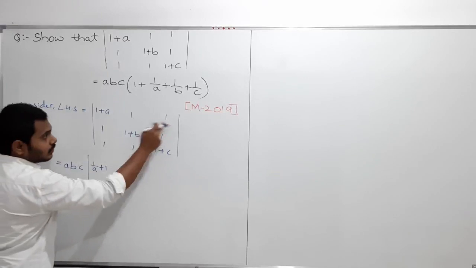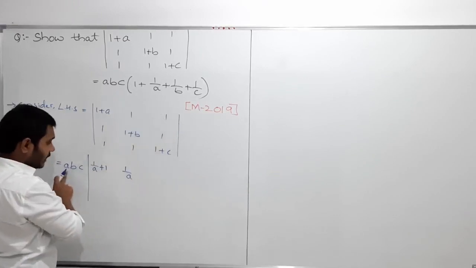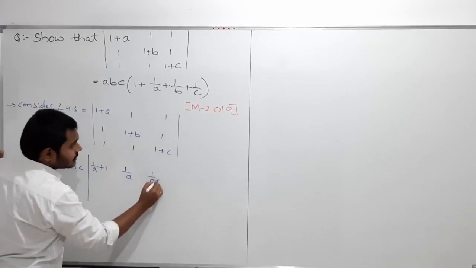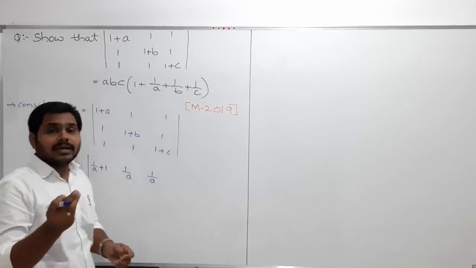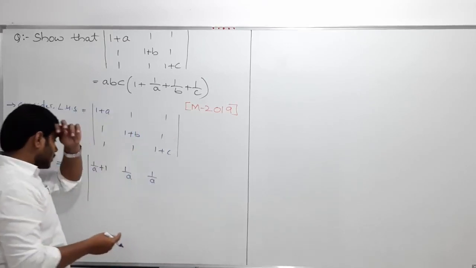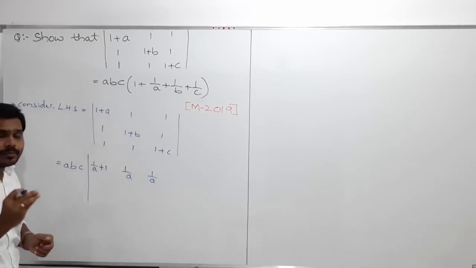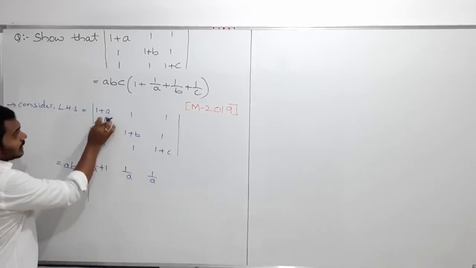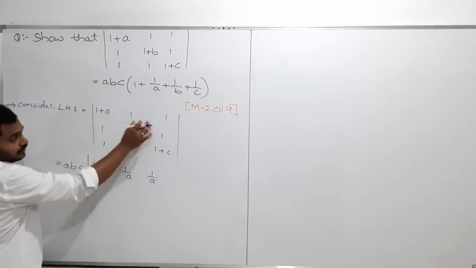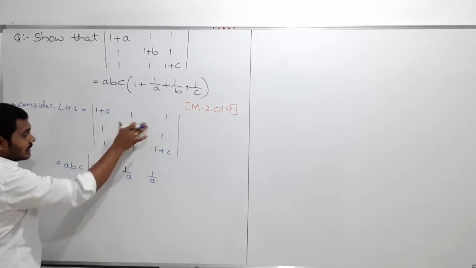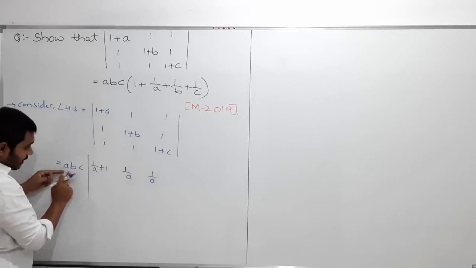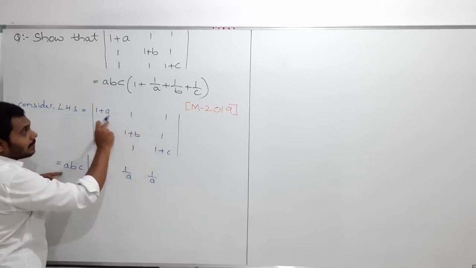And here also from row 1, I am taking A common. So therefore here also I should write 1 by A. Some of you students may be confused about how to take the common. My dear students, I told you many times, whatever you are taking common, if I take A common from this row 1, it is from row 1 that I am taking A common.